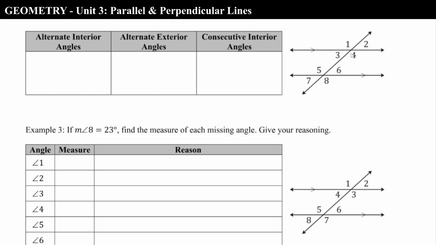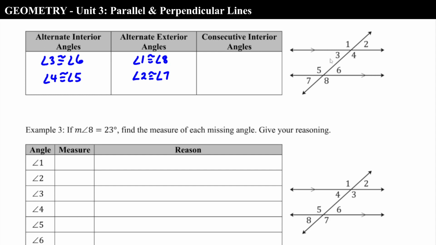So let's take our figure here and let's talk about which angles are alternate interior angles. Well, alternate interior angles would be 3 and 6 and 4 and 5. So 3 is congruent to 6, and 4 is congruent to 5. Alternate exterior angles, you have 1 and 8, 2 and 7. So angle 1 is congruent to angle 8, and angle 2 is congruent to angle 7.